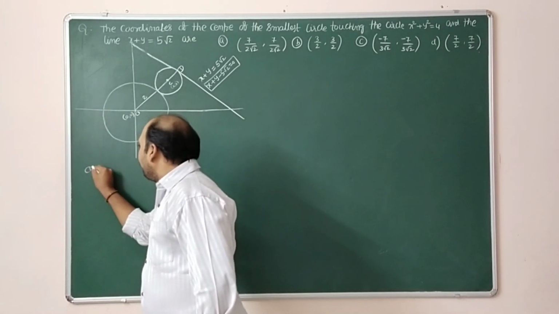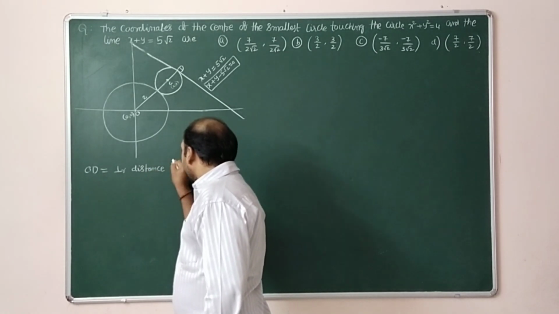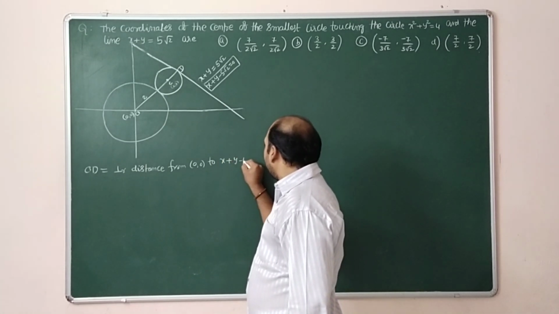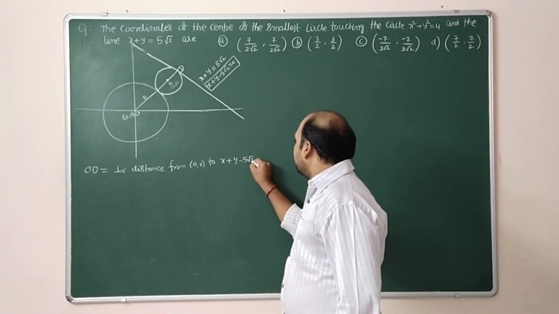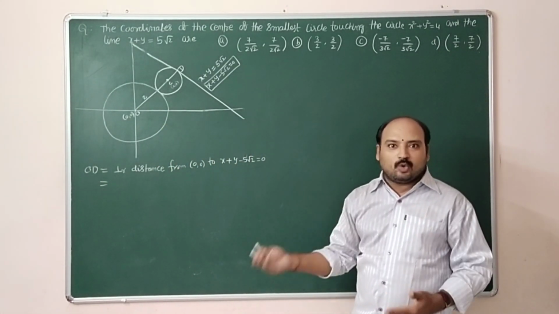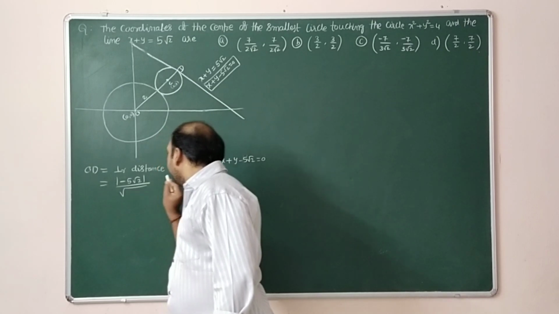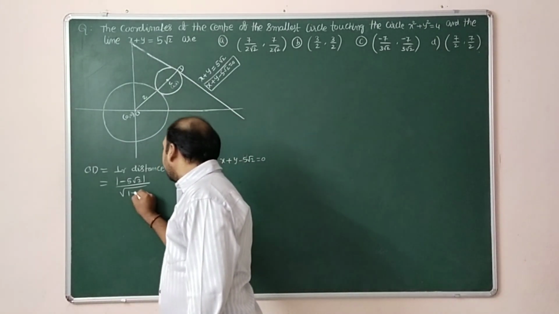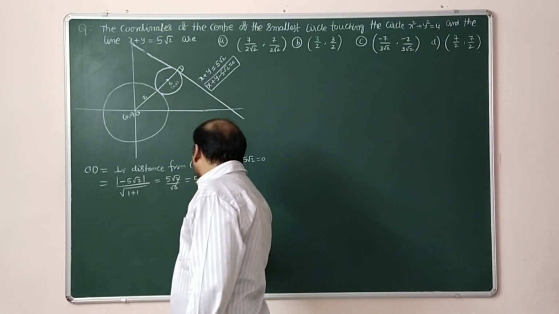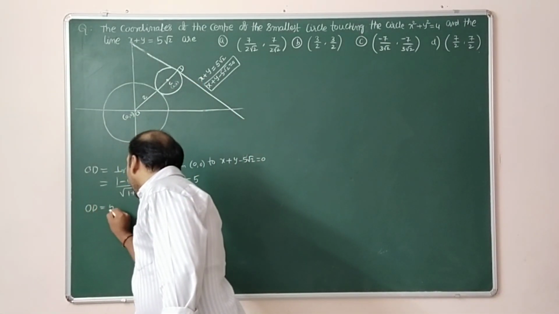So OD is equal to the perpendicular distance from the origin to the line x plus y minus 5 root 2 is equal to 0. The perpendicular distance from the origin to the line is mod c by root of a square plus b square. So mod c value is 5 root 2, minus 5 root 2, by root of x coefficient whole square plus y coefficient whole square, 1 square plus 1 square. So mod of minus 5 root 2 is plus 5 root 2 divided by root 2. Root 2 gets cancelled, which is equal to 5. So OD distance is equal to 5 units.